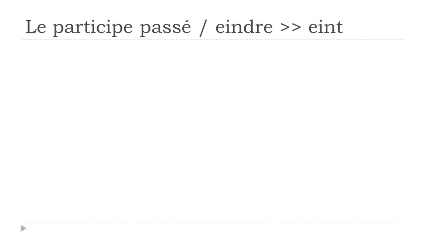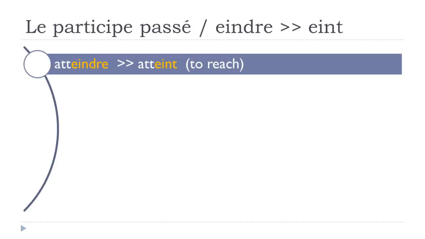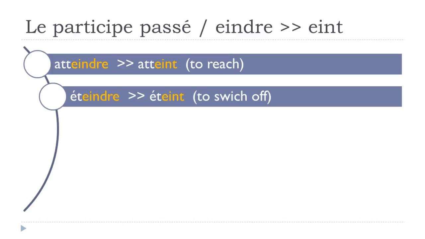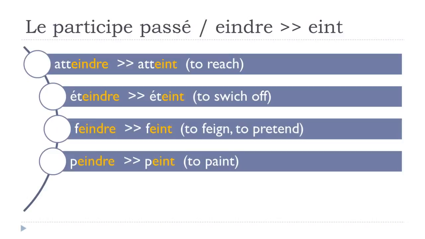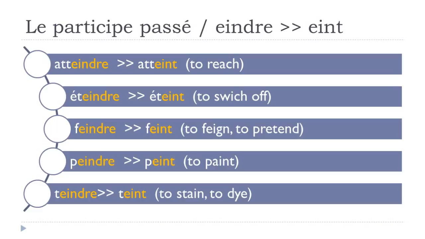Okay. Another group, E-I-N-D-R-E, and it will become E-I-N-T. Let's see. Atteindre, atteint. Éteindre, éteint. Feindre, feint. Peindre, peint. Teindre, teint. As usual, final T not pronounced. Atteint, éteint, feint, peint, teint.